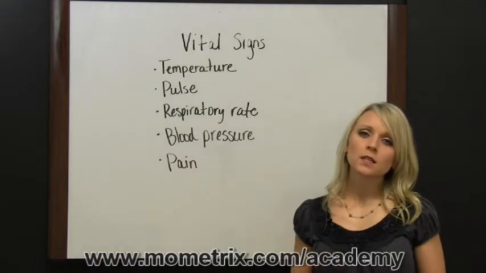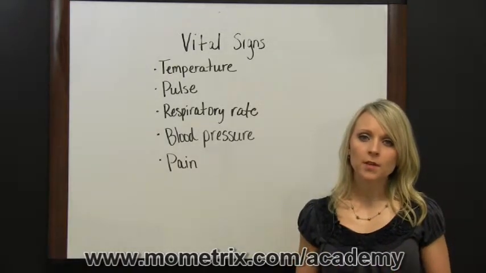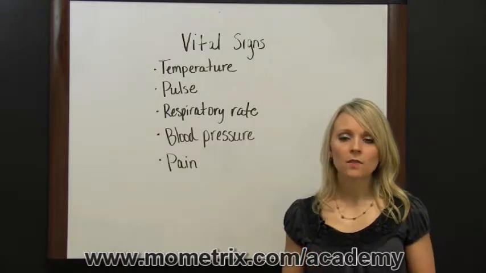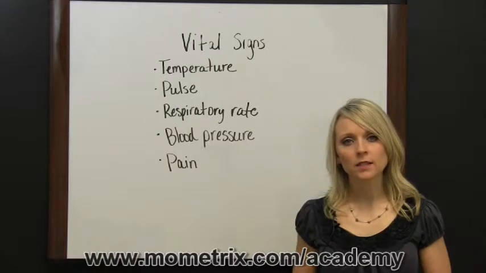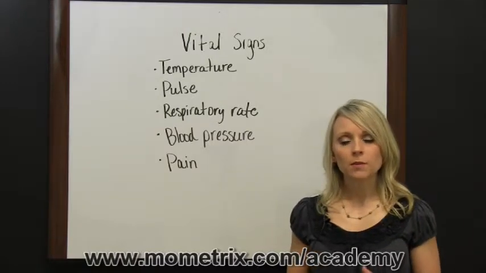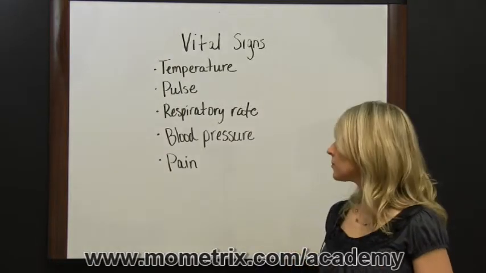Respiratory rate is the number of times that the patient breathes in and out for an entire minute. Again, if it's a regular rate, it can be counted for 15 to 30 seconds and multiplied, or it can be counted for an entire minute for the most accuracy.